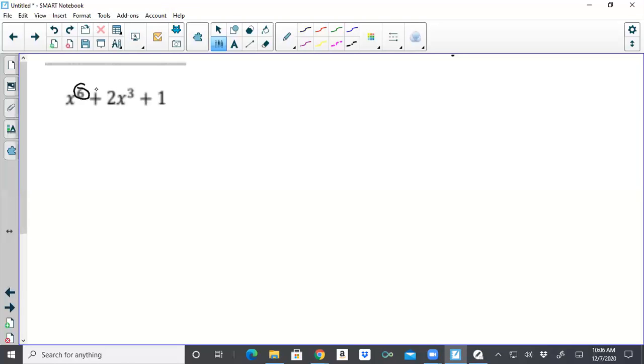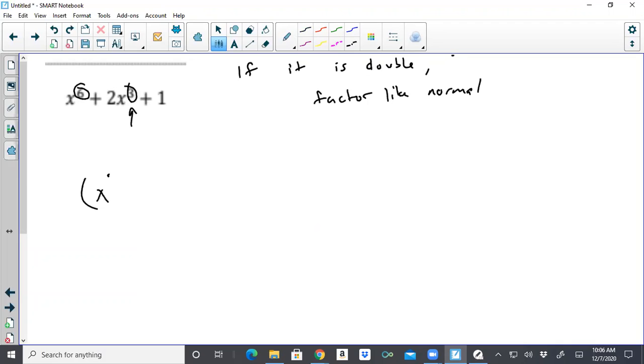If you look at this number and this number, and if you notice that if it is double, then you can just factor like normal. So if it's double, you can just factor it like you normally would. The only difference is you take whatever the exponent is here, and that's what goes in your parentheses. So I would do x to the 3rd and x to the 3rd. Instead of doing it as x and x, I would do it as whatever this term is right here.